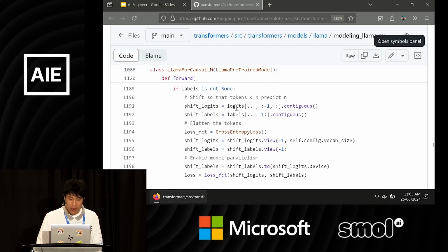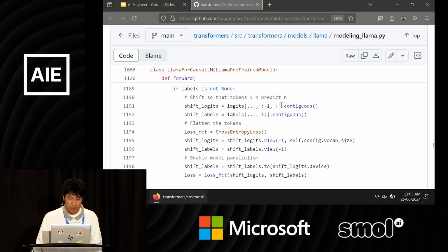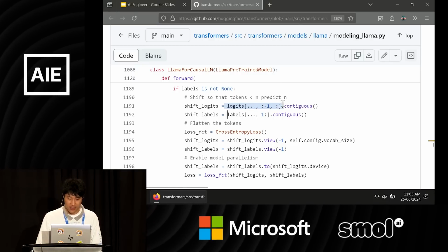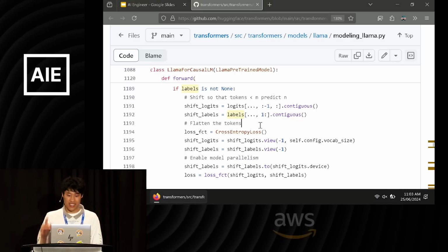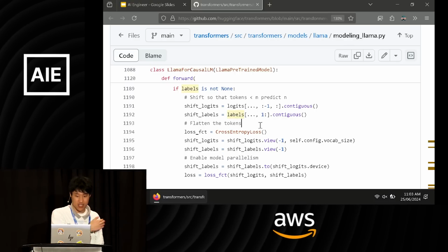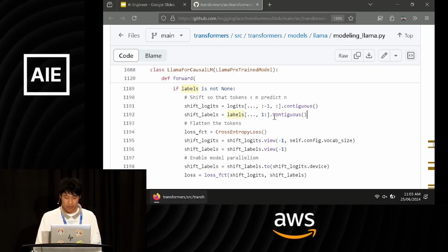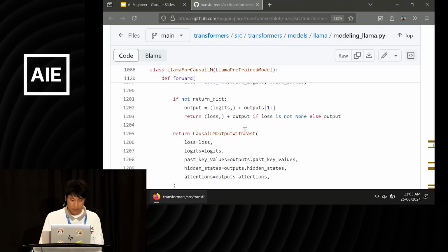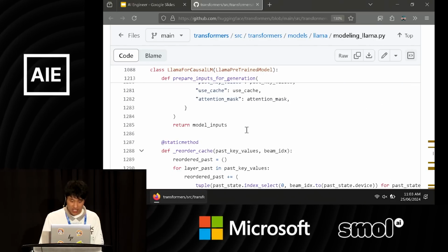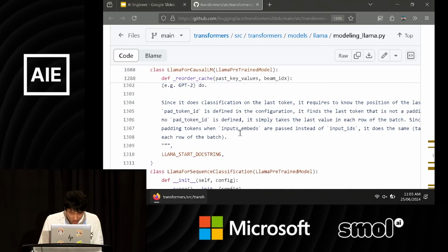And remember the shifting trick that we did? In PyTorch, the shifting trick is just this and this. That's the thing that makes it learn to predict the next token. And then you pass it through the loss function, the cross-entropy loss, which we discussed. And that's the Llama architecture, and that's normal. The rest is not useful.